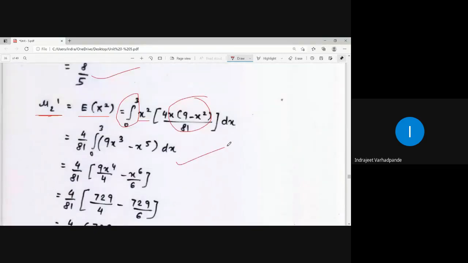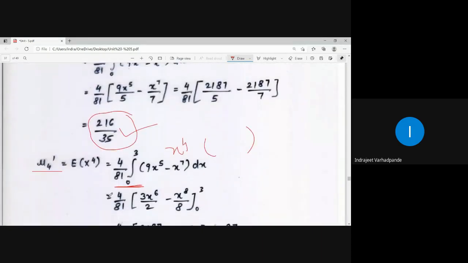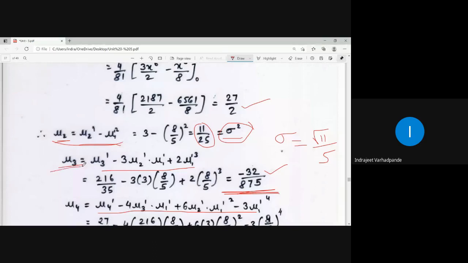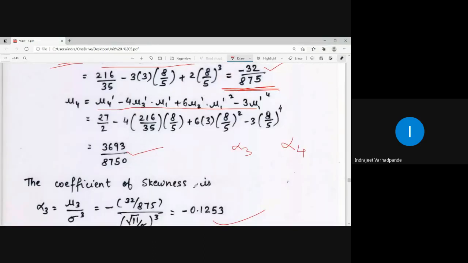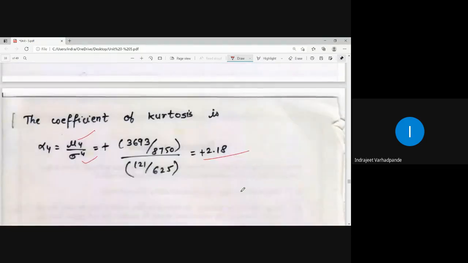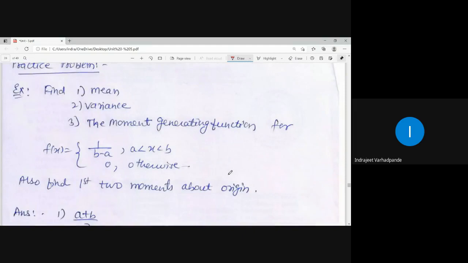So here, integration is very easy everywhere because it is with respect to a continuous random variable, valid for the range. So mu3 dash is 216 upon 35, mu4 dash is 27 by 2. Calculate mu2 with the relationship, then mu3, mu4. Accordingly, the coefficient of skewness and coefficient of kurtosis: one of the values comes out to be negative, the other value comes out to be positive. So the coefficient of kurtosis, which is alpha 4, comes out to be positive 2.18. So this was the example related to the coefficient of skewness as well as the coefficient of kurtosis.